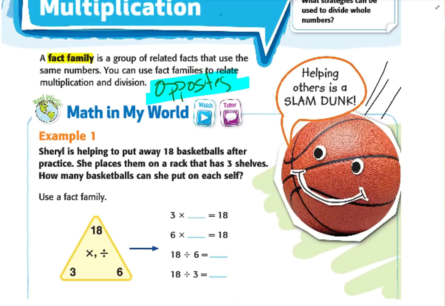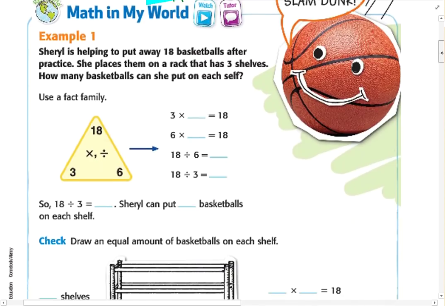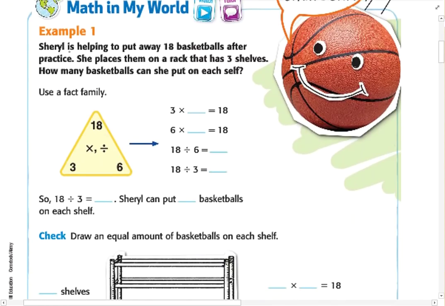other direction using division. So an example here: Cheryl's helping to put away 18 basketballs after practice. She places them on a rack that has 3 shelves. How many basketballs can she put on each shelf? Well, first off, make sure you look at what your factor is when you're multiplying. But then secondly, make sure you also look at what operation you're using here, right? So 3 times what? Well, 3 times 6 is 18.